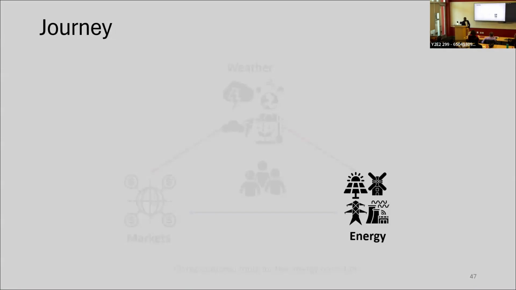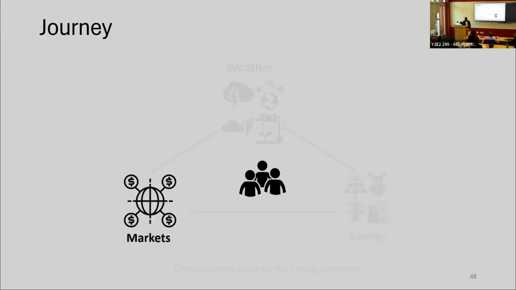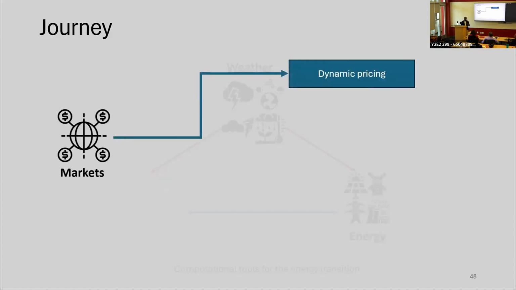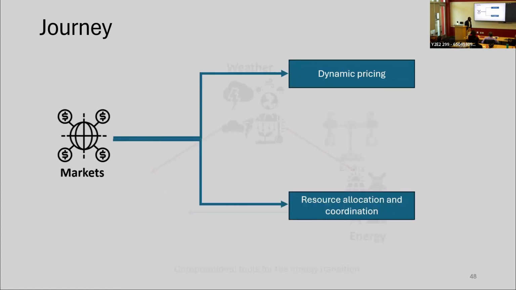Now we've talked about energy. So we'll go into the third part, which focuses on markets. And this part is quite interesting to me because it's something I started a year ago. And it's really about thinking about how we leverage the ideas that exist today to do better things in the future. And so for this part, we'll split it into two sections. One is dynamic pricing. And the second part is resource allocation and coordination. And central to this entire piece is equity.